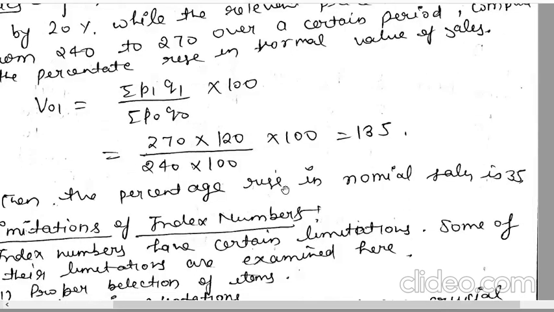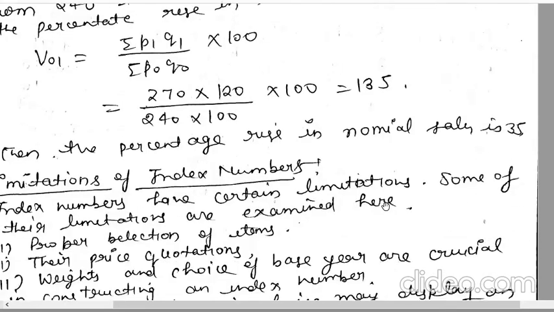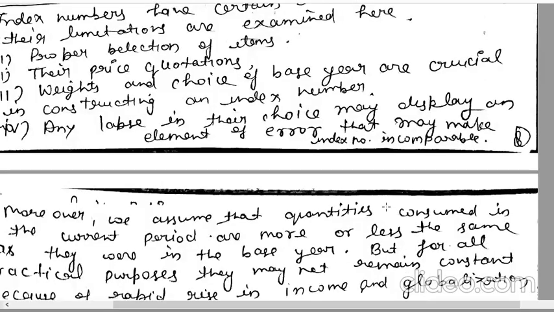That means the percentage rise in nominal sales is 35, right? We take 135 and subtract 100 from this sale, so the rise will be 35, right? Then the percentage rise in nominal sales is 35%, right? So this is your example related to value index number.